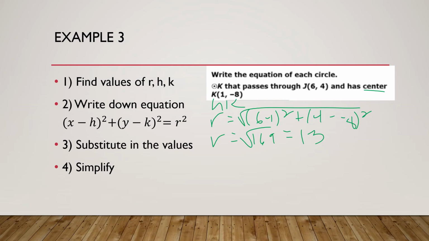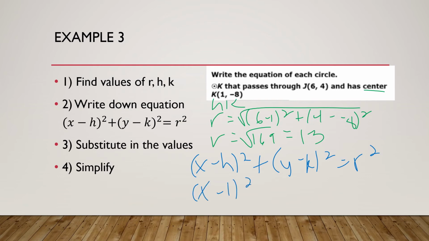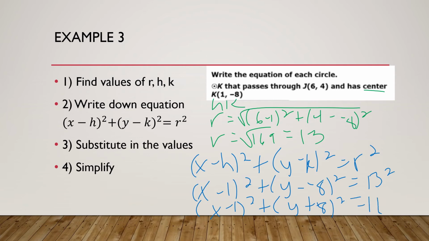Now we can find the equation for our circle. We have x minus h quantity squared plus the quantity of y minus k squared equals r squared. x minus 1 quantity squared plus y minus negative 8 quantity squared equals 13 squared. And then we can simplify. So y minus negative 8 turns into y plus 8 quantity squared equals 169.